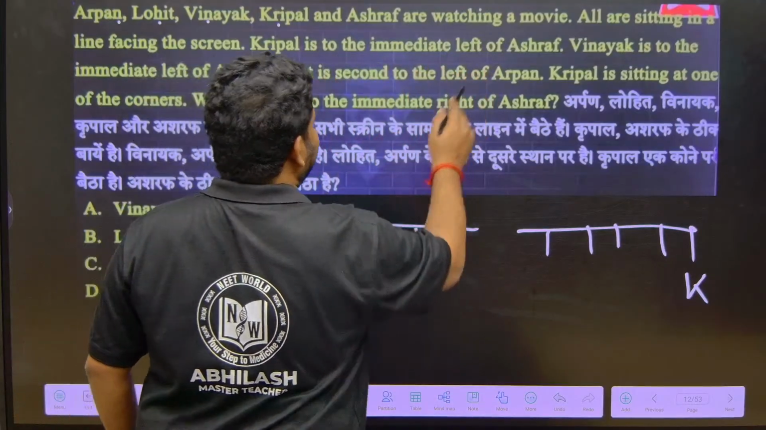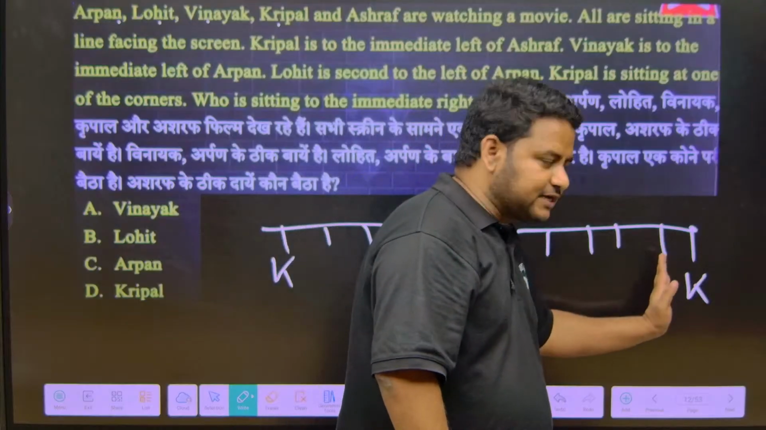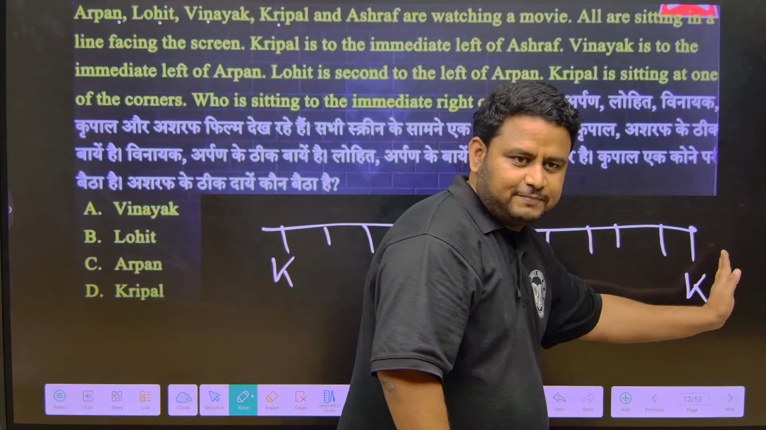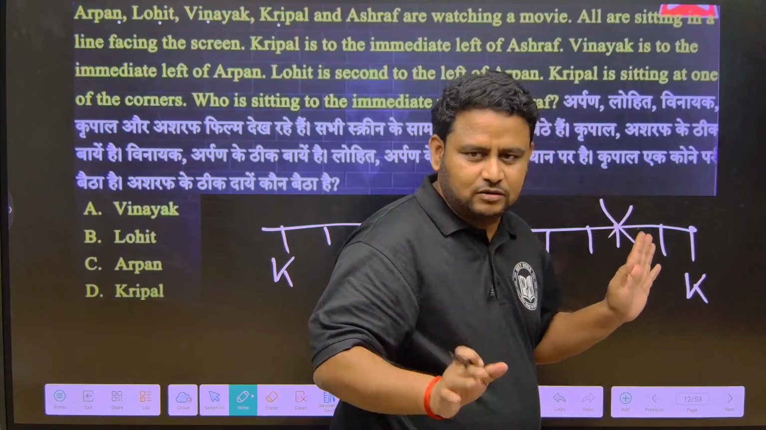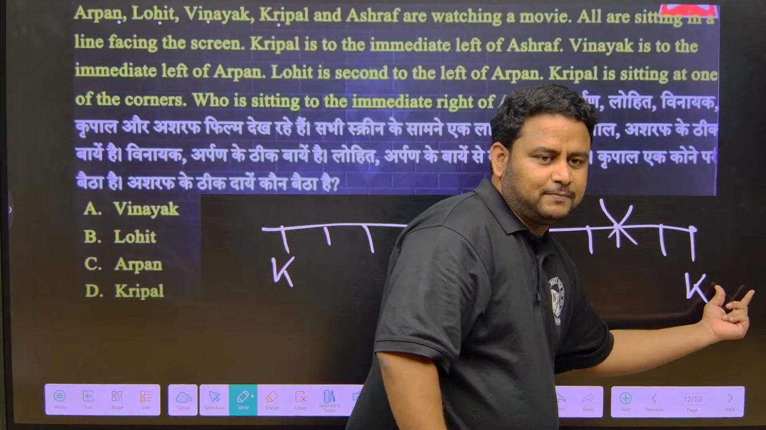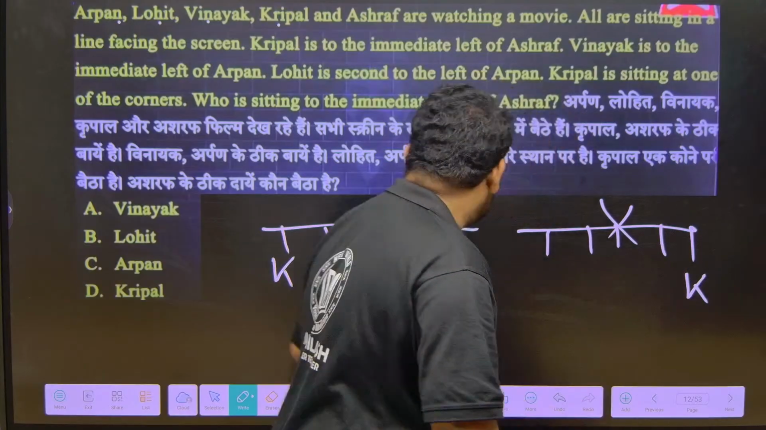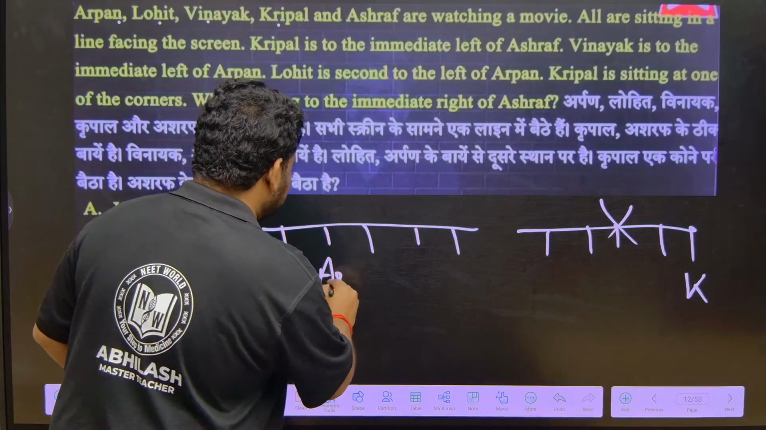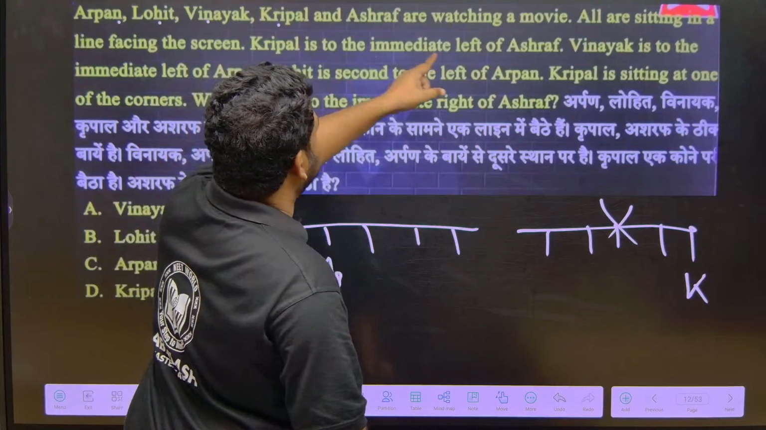Kripal is immediate to the left of Ashraf. Here if I take Ashraf, then only Kripal can come, but people are already ending here. So this possibility is ruled out, correct? Ashraf should come here, but the number of people has already ended. So I write Arpan here, Ashraf. Kripal is immediate to the left of Ashraf. Done.